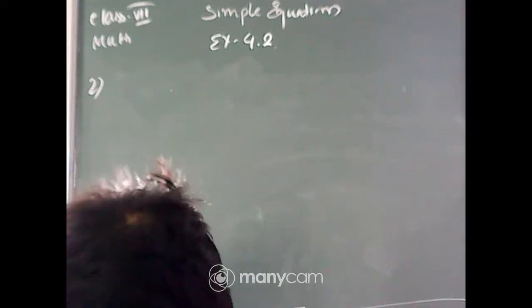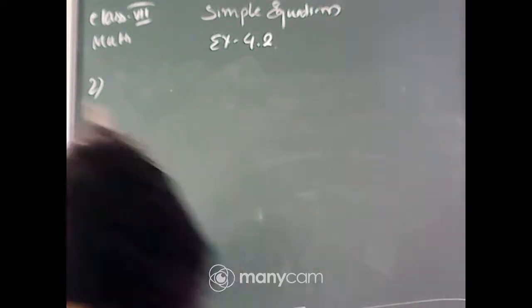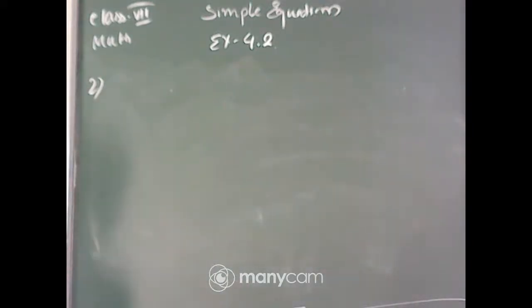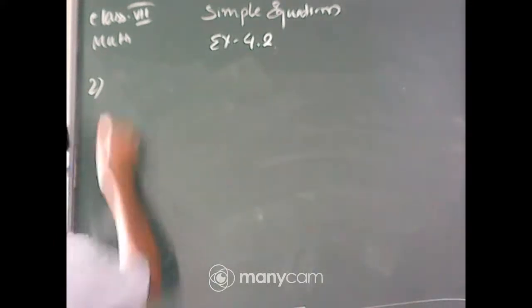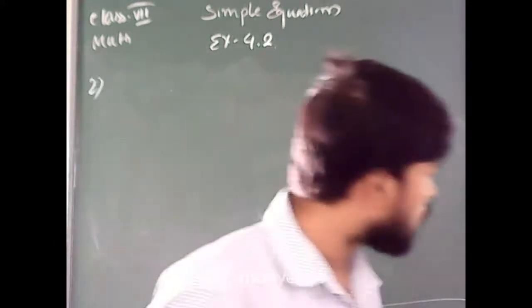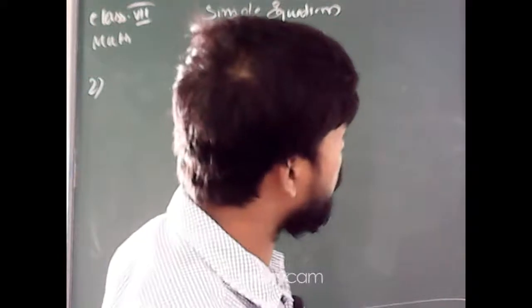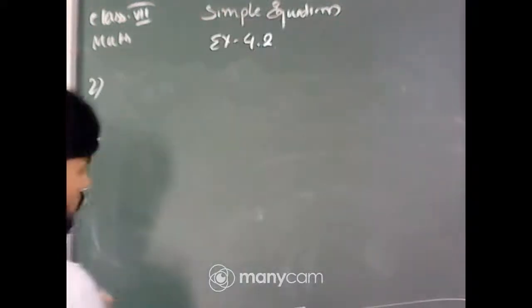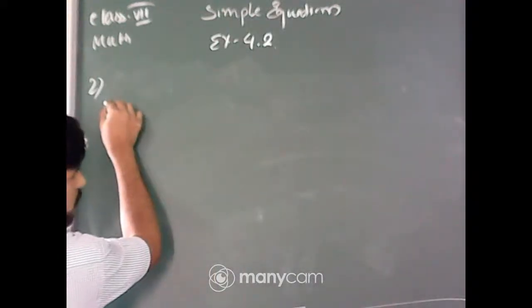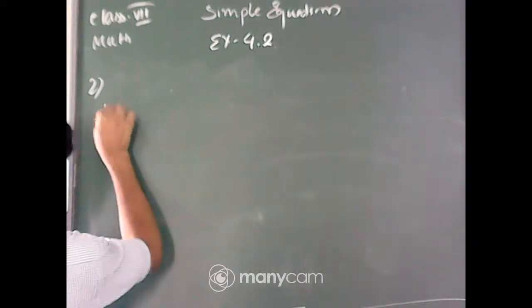We will now solve question number D, 4x equal to 25. Aniruddha, yes, time is 10:28. I am just leaving, just doing question number D.